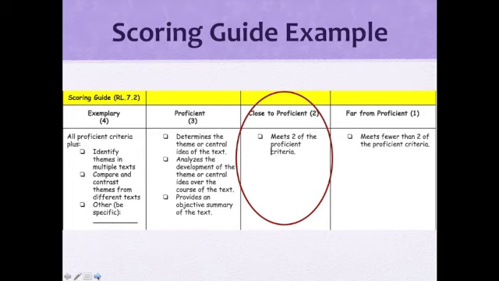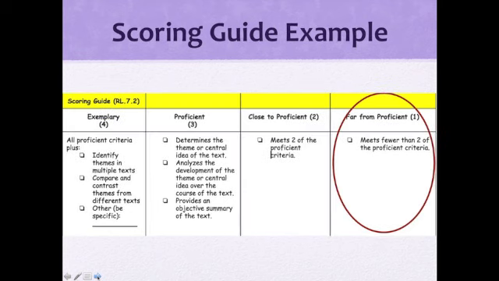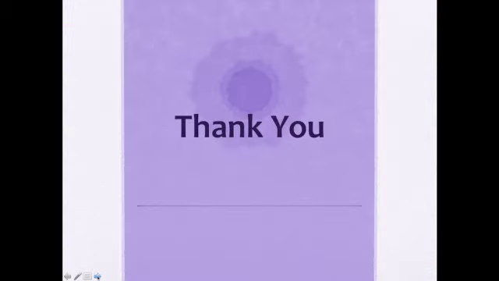If a student is not able to meet all of the proficient criteria, they earn a 1 or a 2 on the scoring guide. In this case, a 2 means the student met 2 of the proficient criteria, so they are considered close to proficient. Finally, a 1 means the student met fewer than 2 of the proficient criteria. They are considered far from proficient.